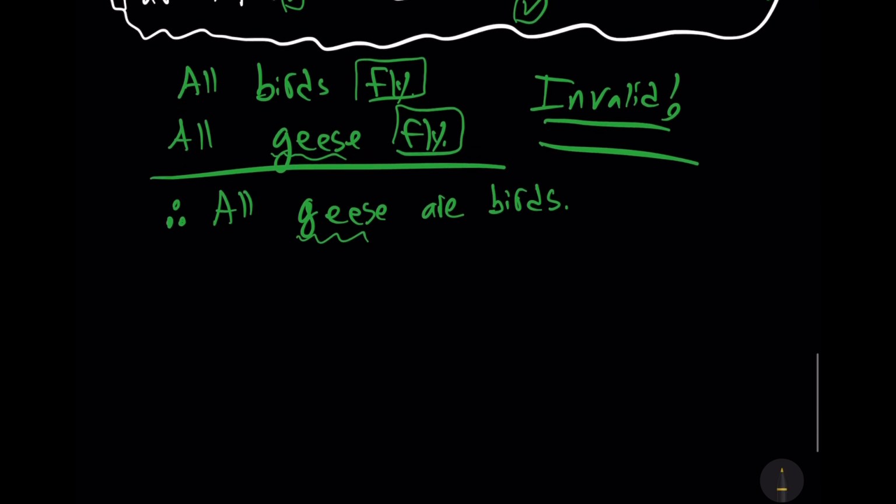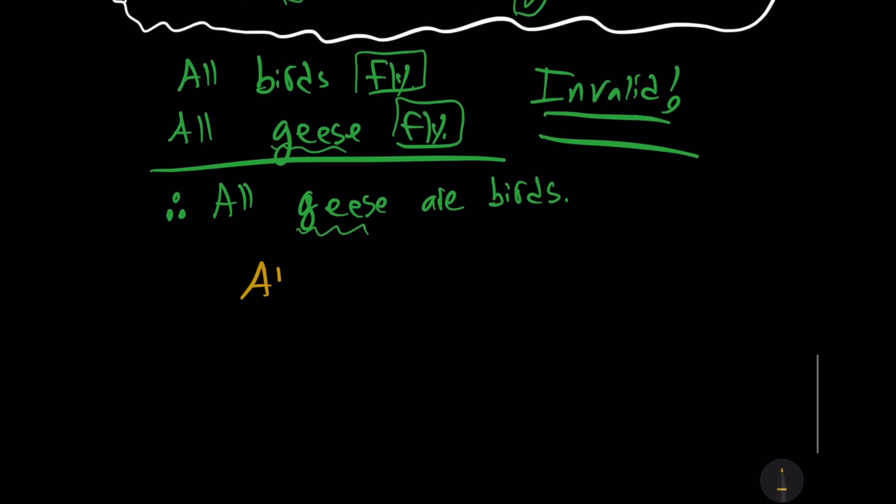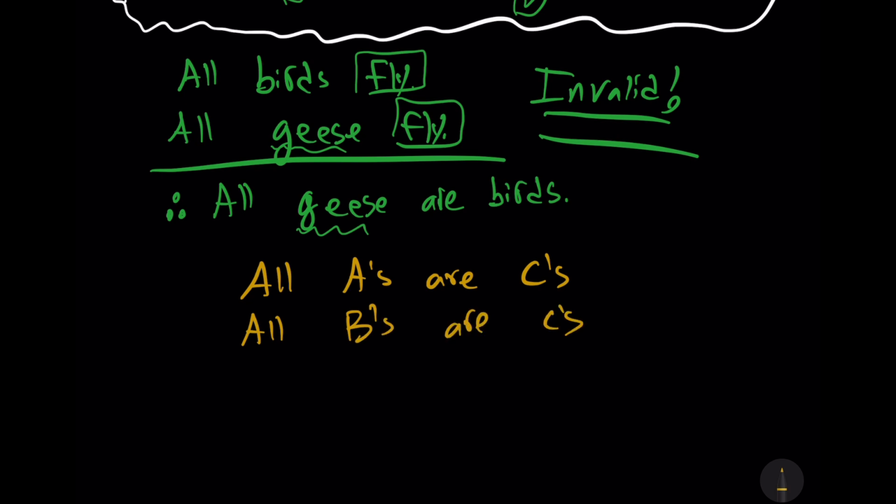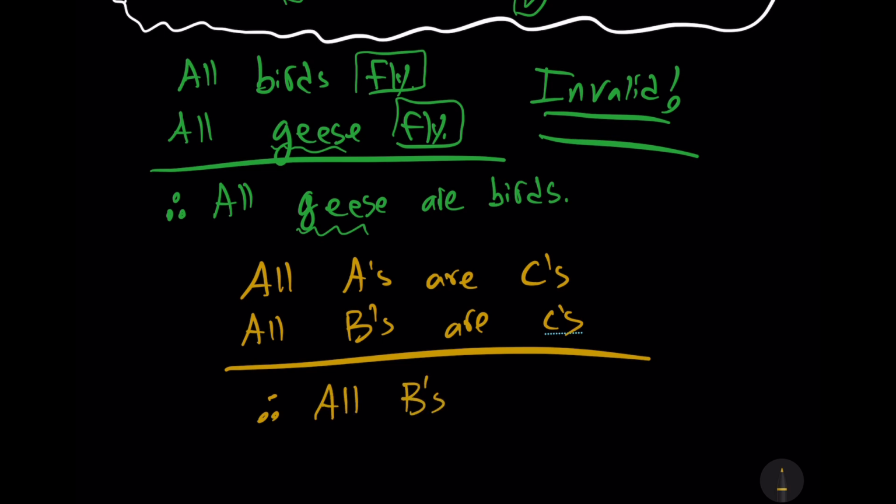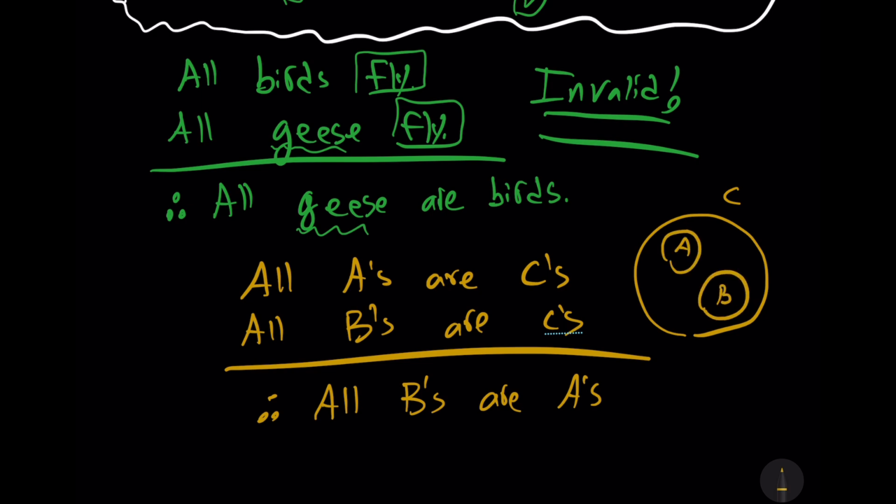We have the structure: all A's are C's, all B's are C's. Conclusion, all B's are A's. Well, not necessarily. Think about it this way. Here's that middle term C. It might be, well, okay, A is in there, and okay, B is in there, but they're separate. So this is indeed invalid.